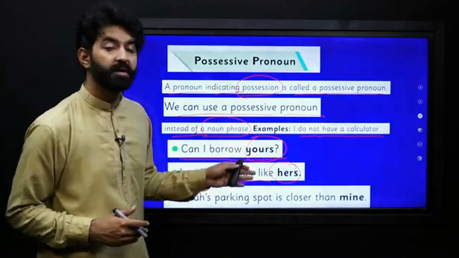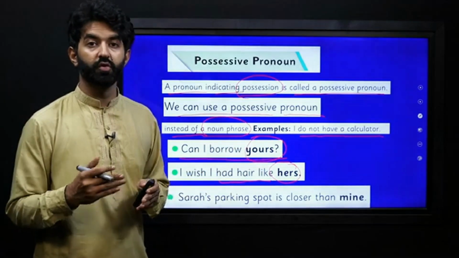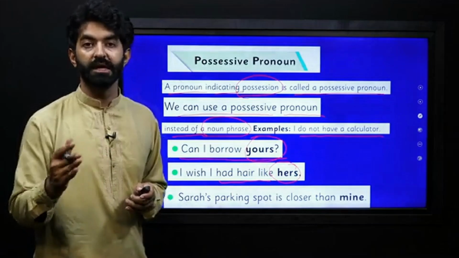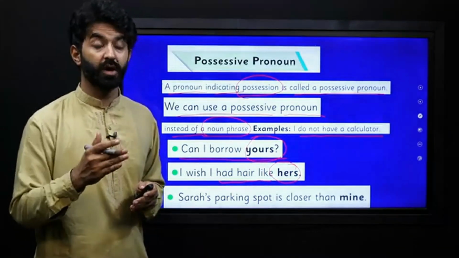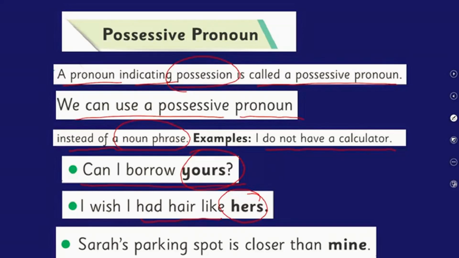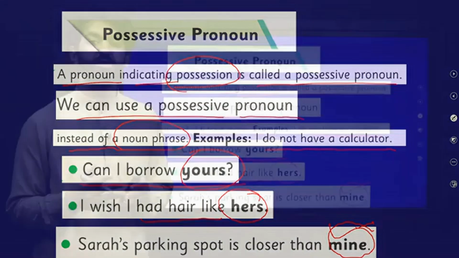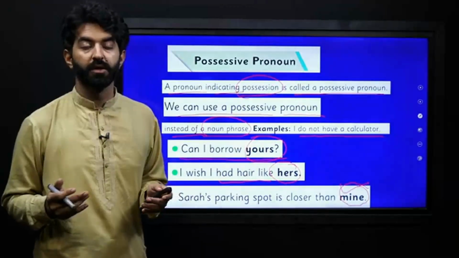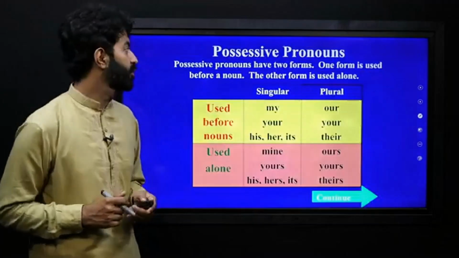Similarly, your, which in Urdu we call ka, uska, uski. So that's why we use these possessive pronouns. Sarah's parking spot is closer than mine. This is also a possessive pronoun because it shows possession of anything of a person. So that's why they are called possessive pronouns.